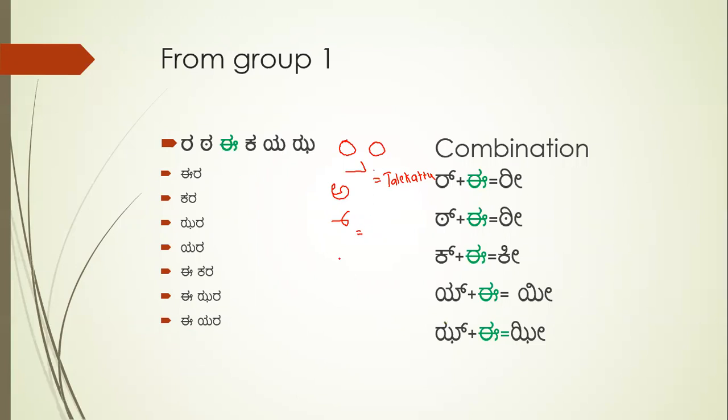Because if you write a full letter, for example this is ra, I can't make ra plus e equal to re, right? This is the wrong method. So I need half ra plus e to make a complete re. This we will learn one by one. So what you have to remember is halant, talekattu, and that your hand movement should be anti-clockwise. These are the main things to remember.